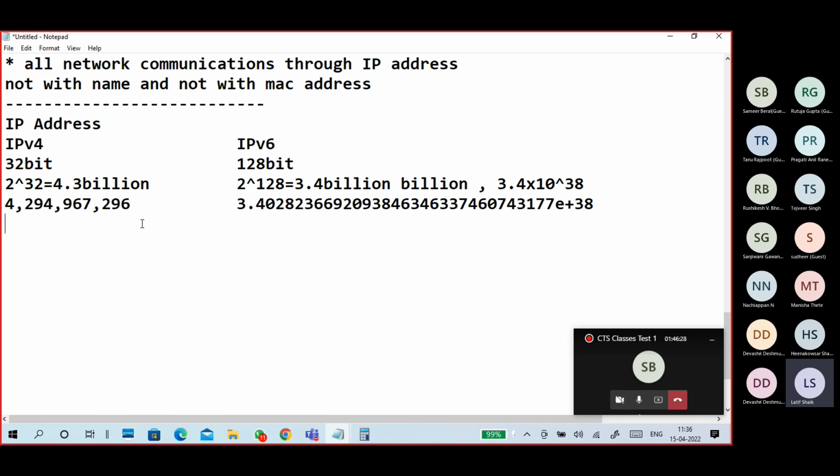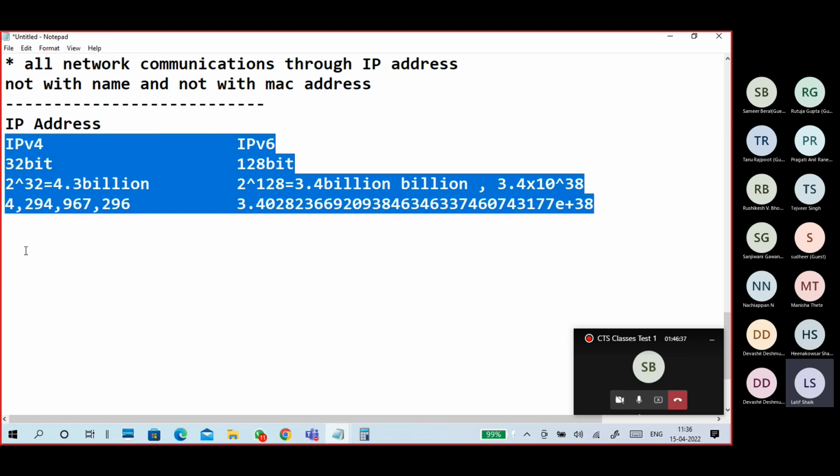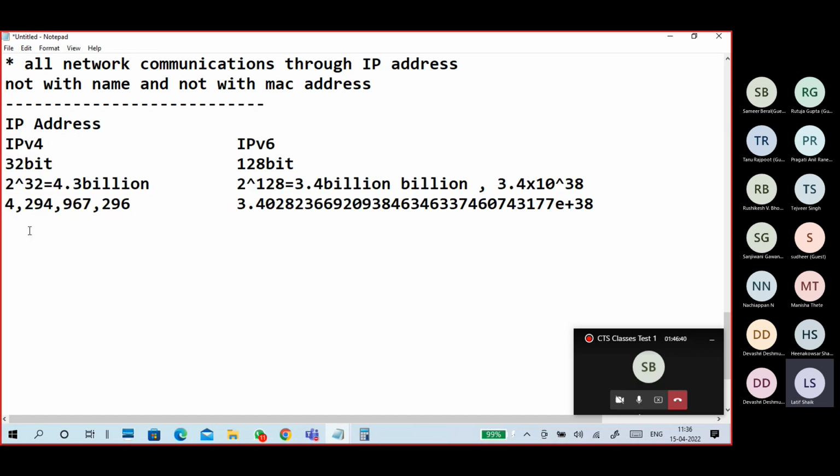Of course, IPv6 has its own advantages while IPv4 is also there. But globally we are mainly using IPv4 in the public.